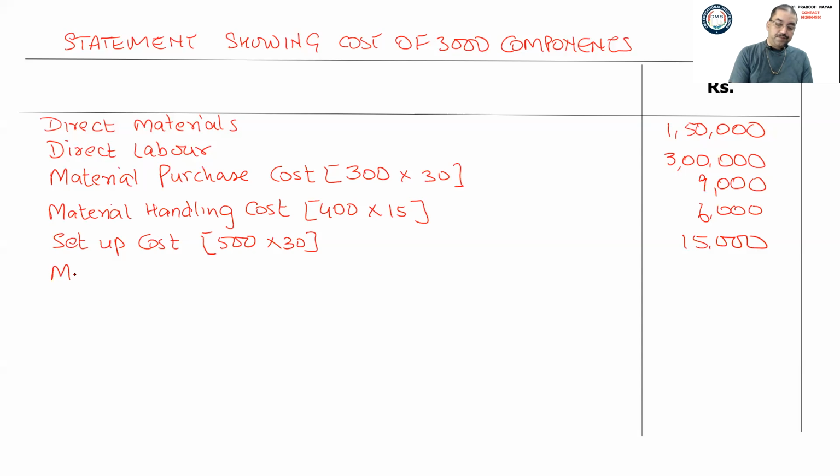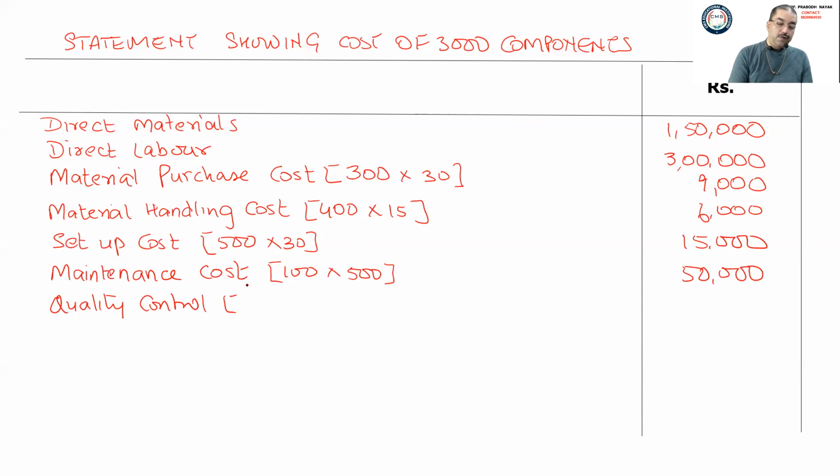Maintenance cost. The rate is 100 rupees and maintenance hours we have 500, so 50,000. Quality control. The rate is 200 rupees, number of inspections 30, so 6,000.